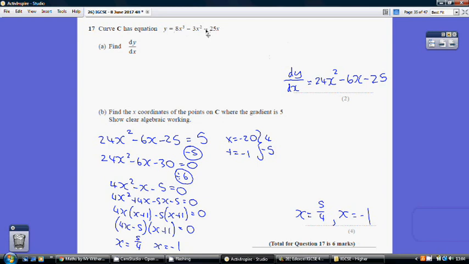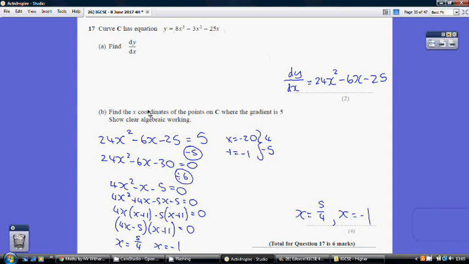And then minus 25x just becomes minus 25, because effectively you've got x to the power of 1 here, which you then multiply by, so 25 times 1 is 25. You then reduce the power by 1, so that becomes x to the 0. x to the 0 is 1, so that's why it's 25 lots of 1, minusing that, which is minus 25.